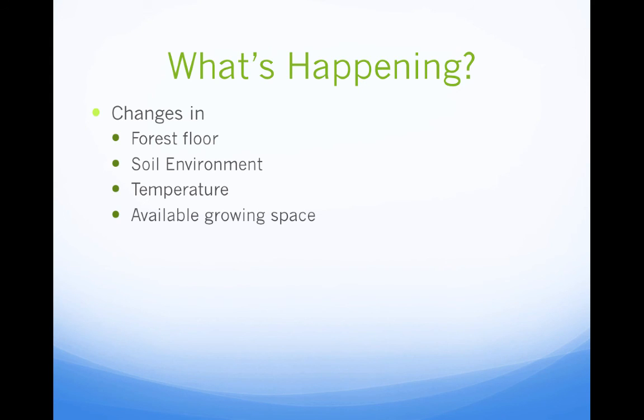So what's happening in these stages of stand development? We see changes in the forest floor. We see changes in the soil environment. We see changes in temperature. And we see shifts in available growing space. So we go from stand initiation, where there's open available growing space, to stem exclusion, where all the available growing space is being used, to, again, this opening up of growing space in understory reinitiation. And then old growth, again, this changing growing space as trees die and reestablish. So there's a lot going on as we move from one stage to another.